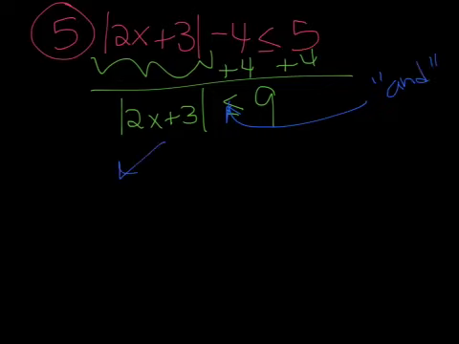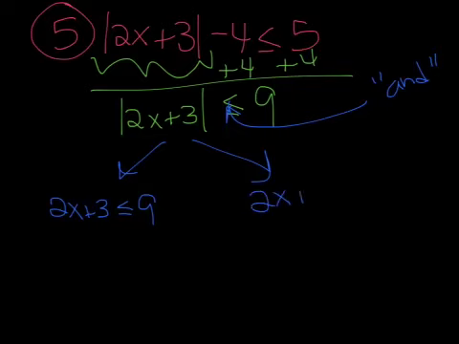So I'm going to split it up as 2x plus 3 is less than or equal to 9. You change nothing except for taking out the bars. And I have 2x plus 3 is greater than or equal to -9. So change 2 things there. From there, you're going to solve this whole thing out.